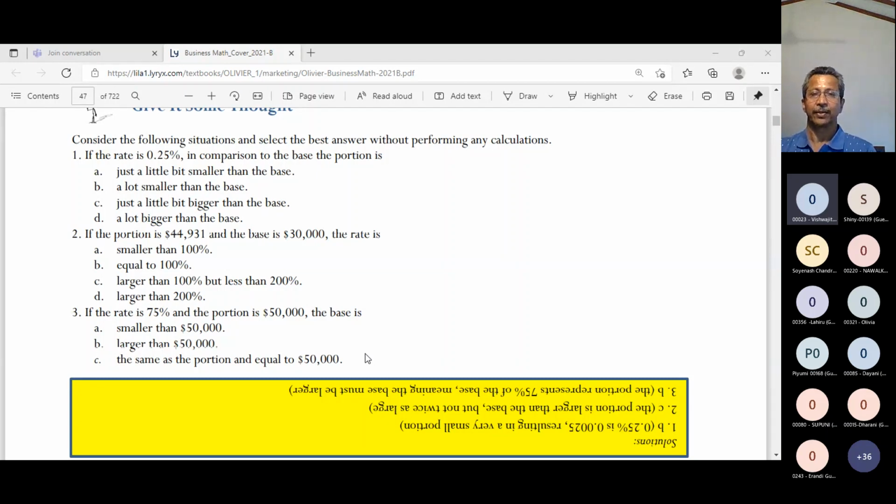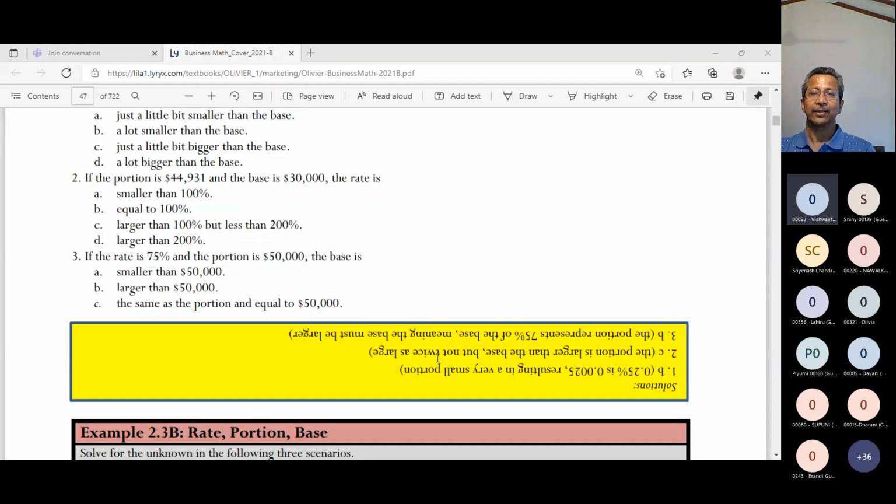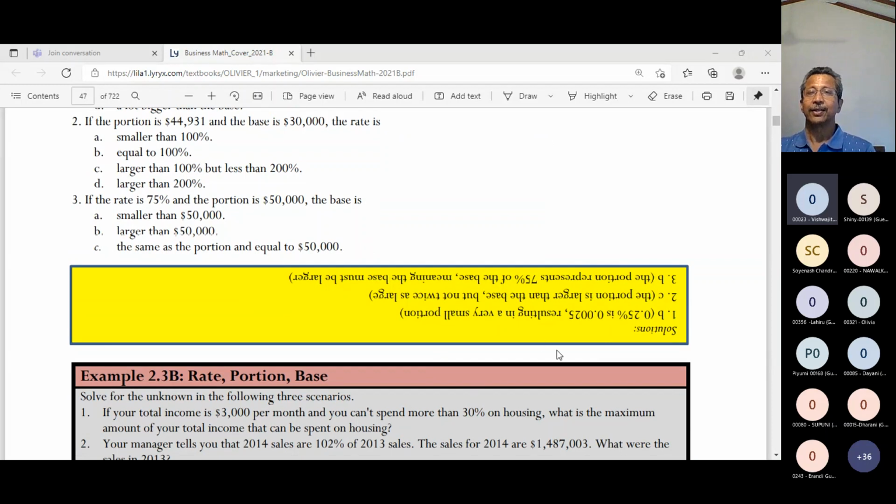Very good. They have given the answers the other way around, so you have to stand on your head and check the answers. Okay.